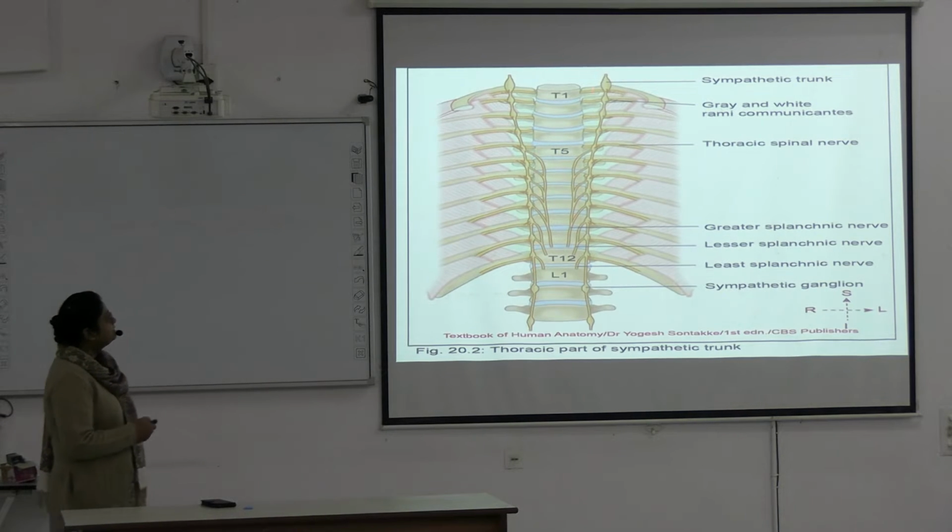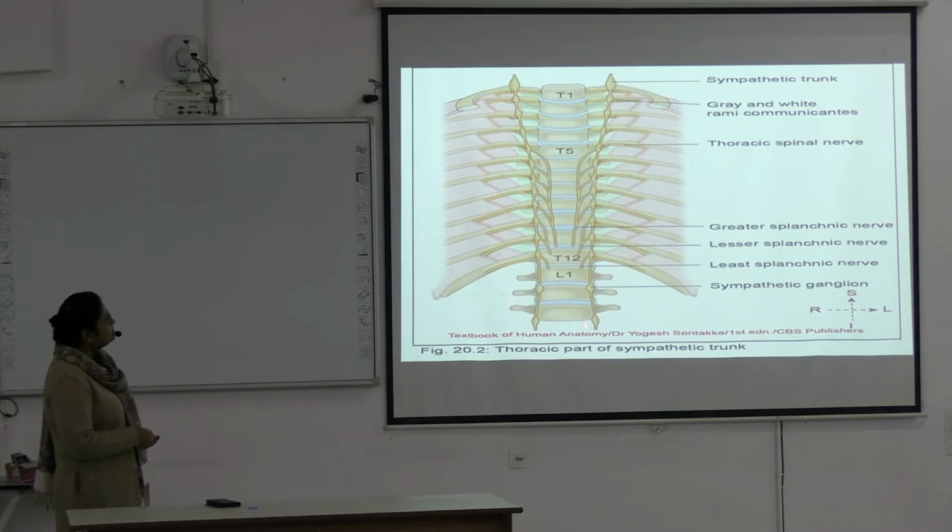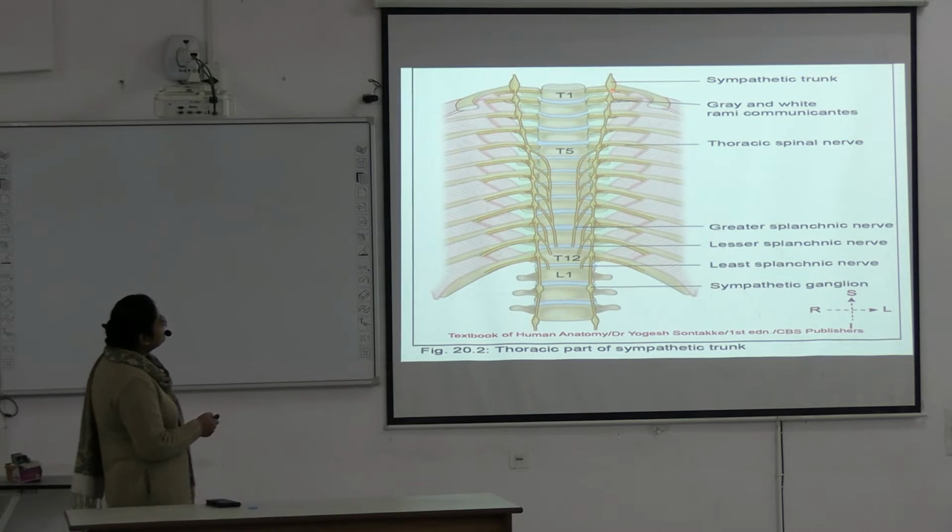See, on the two sides of the vertebral bodies, this is the location of the sympathetic chain, and from here the spinal nerves are going laterally. Nerve roots are coming out through the intervertebral foramen from the spinal cord, and they have connections with this sympathetic chain via the gray and white rami communicantes. The small things are the rami communicantes.